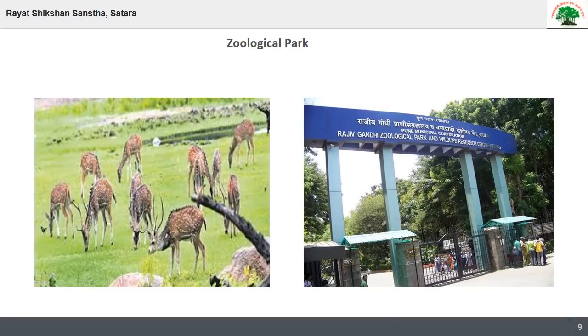So these are some pictures of a zoological park. In the first picture you can see the deer, and in the second picture, it seems they live in their natural habitat. Then the second picture is Rajiv Gandhi Zoological Park and Wildlife Research Center.